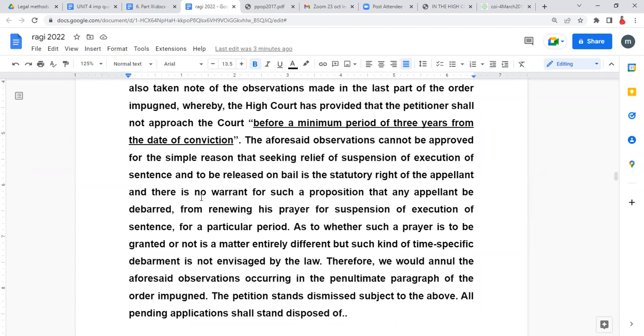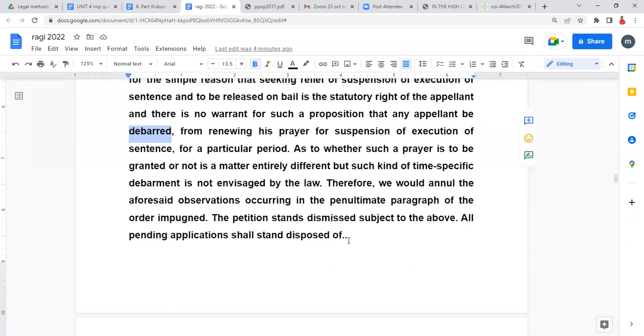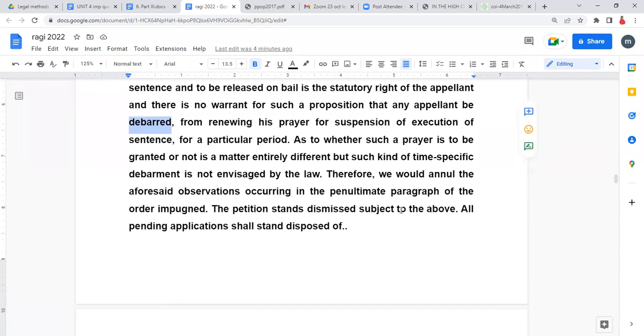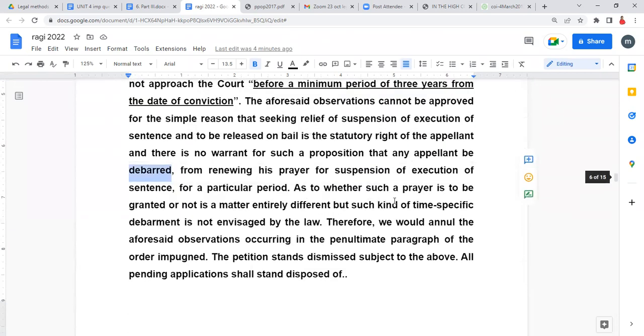The Supreme Court was of the opinion that you are, first of all, violating the statutory right of the appellant. The right to be released on bail is a statutory right, and you are violating that. Also, you are putting a restriction of 3 years, that until 3 years such an application should not be filed. The Supreme Court was of the view that while deciding this case, the High Court was not deciding it properly. So the Supreme Court said that this particular order they have passed is dismissed. The petition stands dismissed.